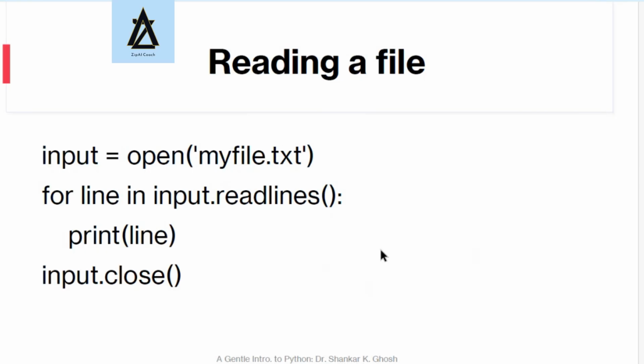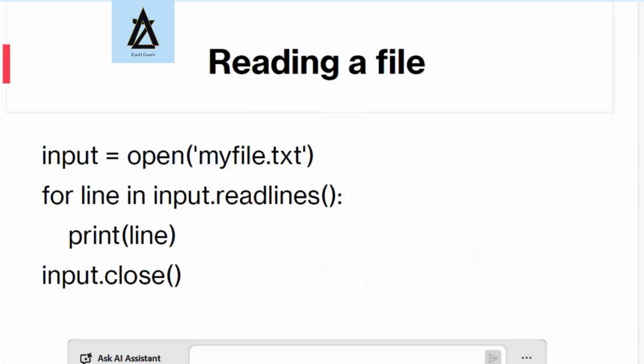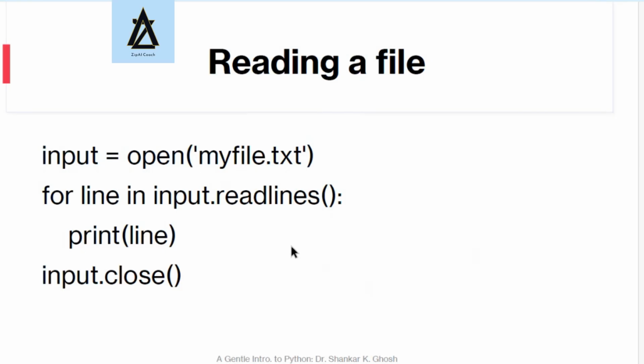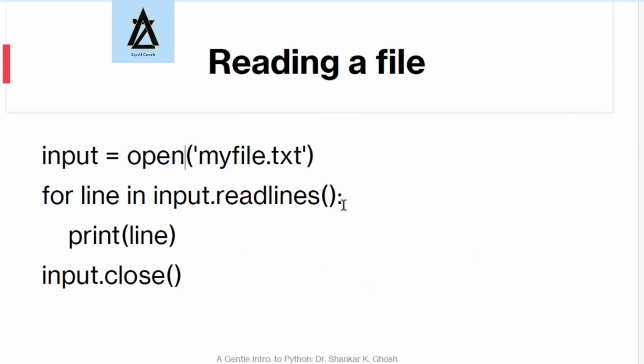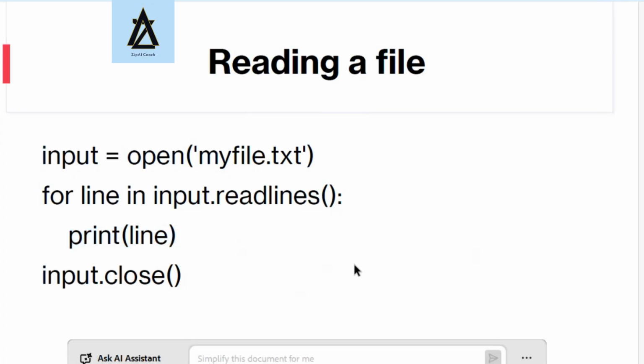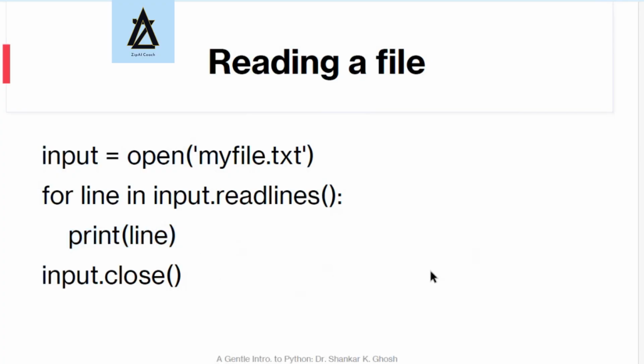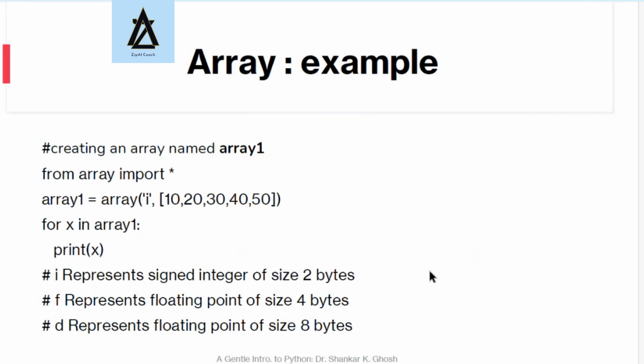Okay, so reading a file. How to read a file? For example, if you have written something in a text file and you want to open it, you use the open command, and then for line in input dot readlines, print line, and then you close. This is how we read a file in Python. Let's take a 1 minute break, and then I will start again.